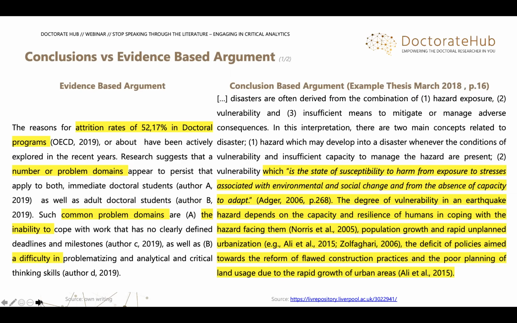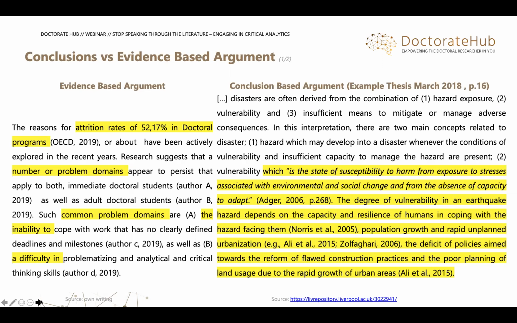So this is working again over evidence, and it's an example that I've been making up. The statistics are indeed correct, and for the UK, they are even as high as 75%, which means 3 out of 4 students will not finish their doctoral study.